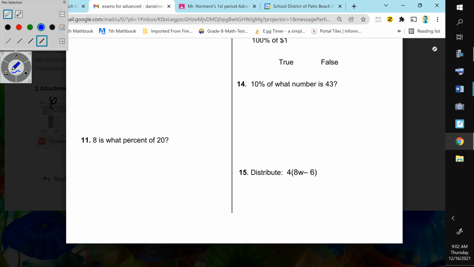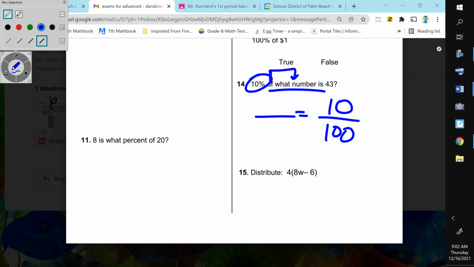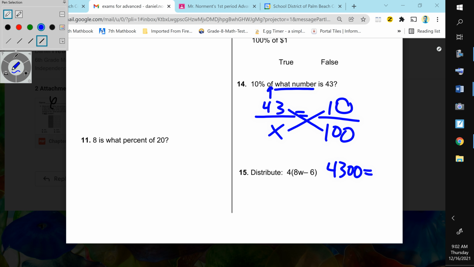10% of what number? Of what number? So when I set this up, my percent is there. There's my 100. Look, there's my of what? So I'm going to put an X there, which means 43 goes here. And then multiply. X times 10 is 10x. And then divide by 10. Divide by 10. Now watch this. Surely you can simplify 430 over 1 and tell me what that equals, okay?